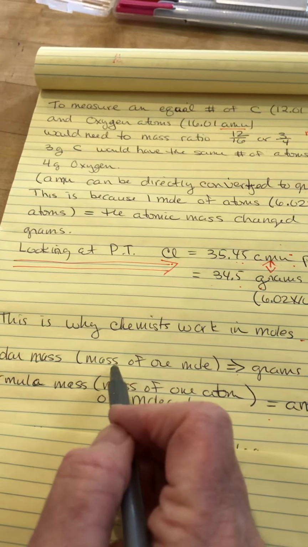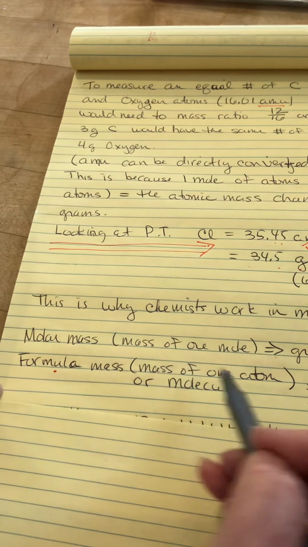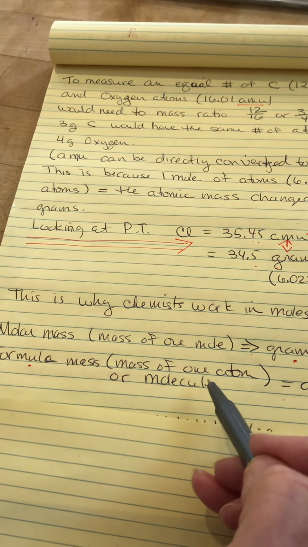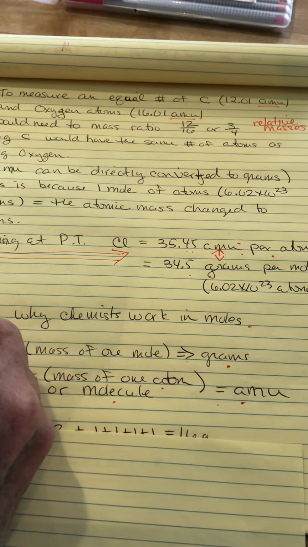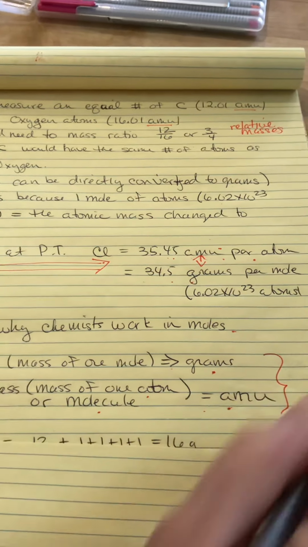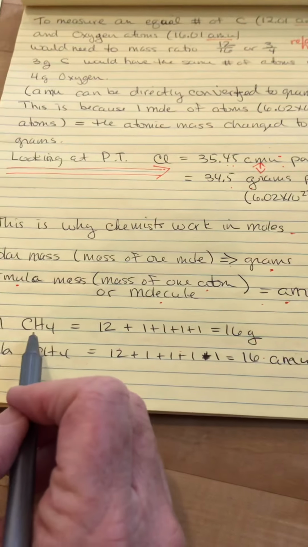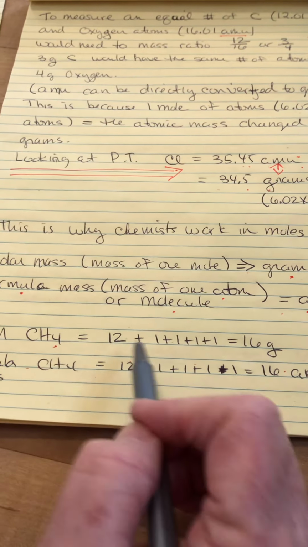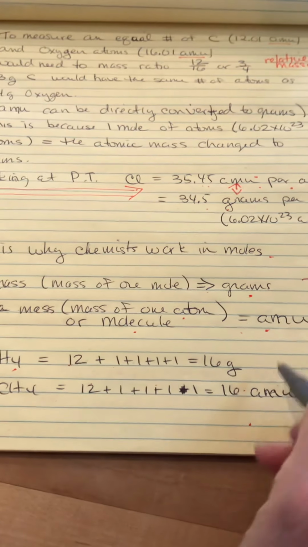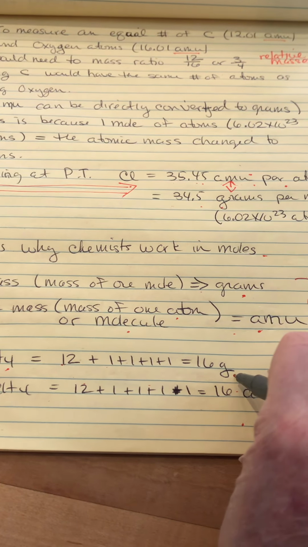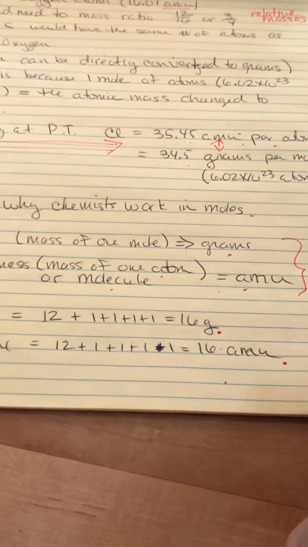Okay, the molar mass of any atom is given in grams. The formula mass, which is the mass of either an atom or molecule, is given in atomic mass units. So you need to know the difference between these, formula mass and molar mass. So we did CH4 before. Okay, 1 carbon, 4 hydrogens. We added up 12, plus 1, plus 1, plus 1, plus 1. We got 16. We had AMU, but now it's grams. So the molar mass of CH4 is 16 grams. The formula mass of CH4 is 16 atomic mass units.